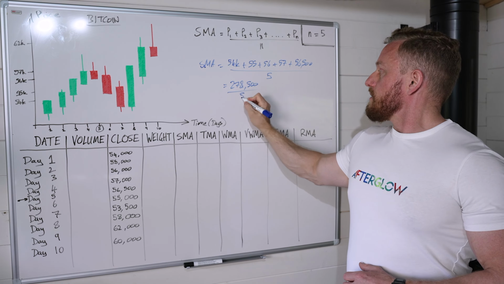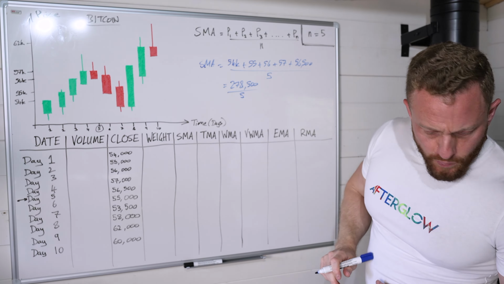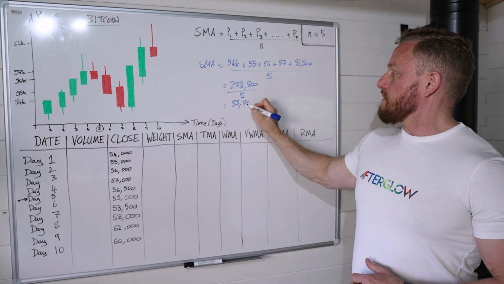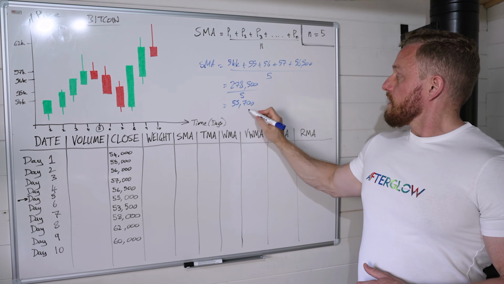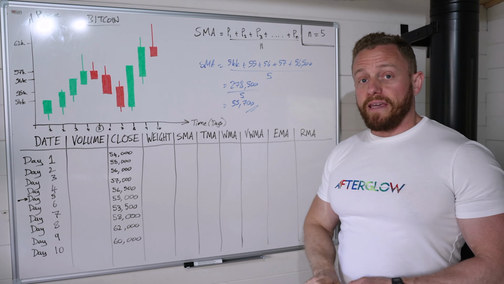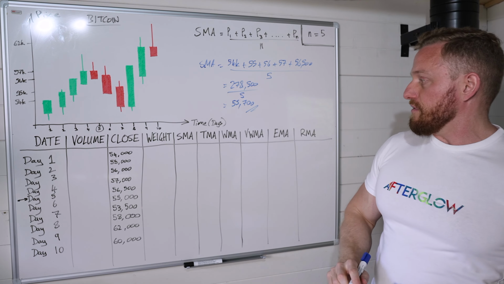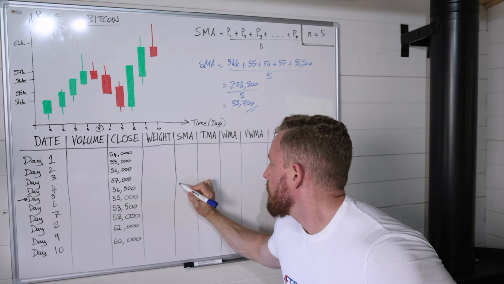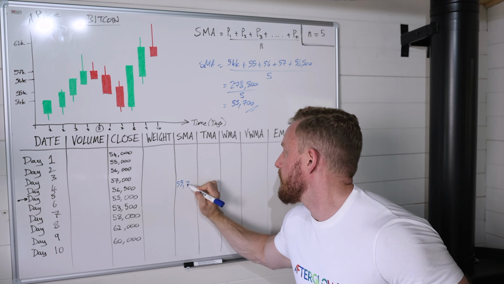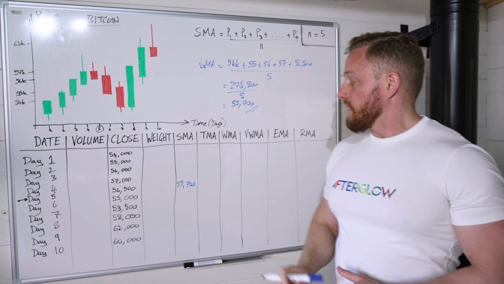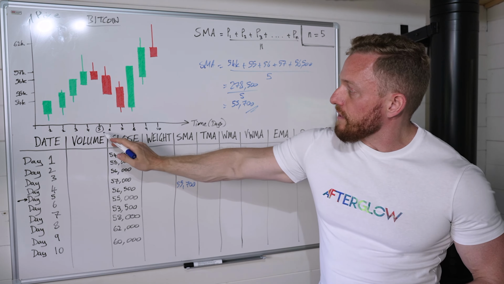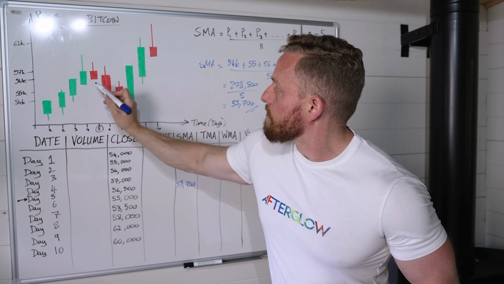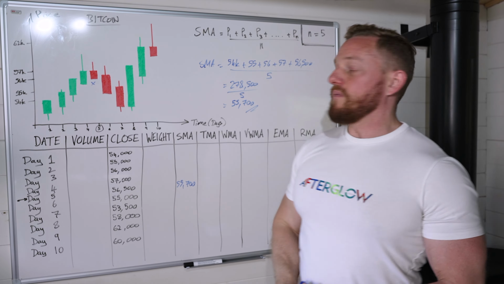that comes to 278,500 divided by 5, which equals 55,700. So that is our SMA value on day 5. So we can put that in there, 55,700. We can also now plot that value on day 5, which is roughly around here.